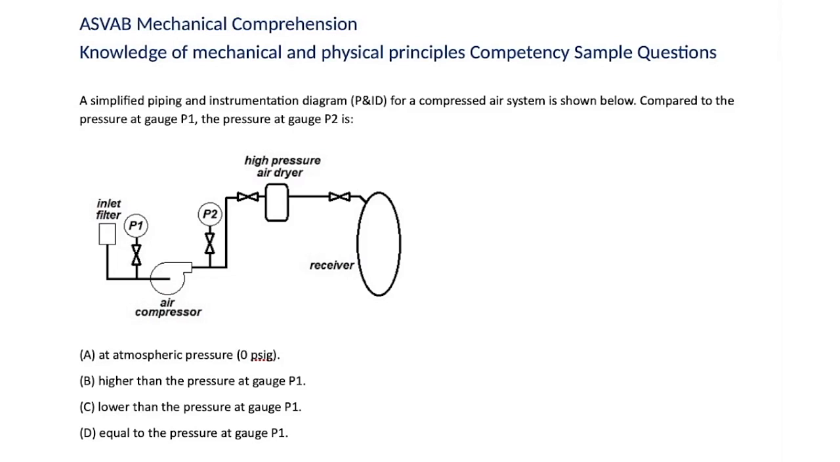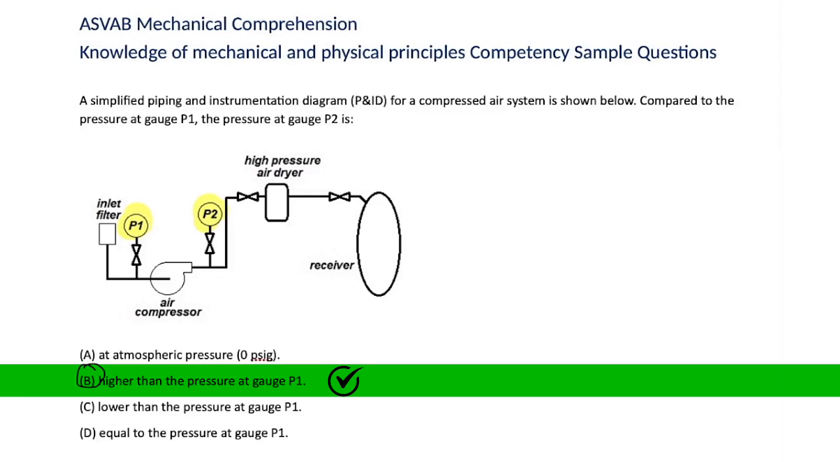Gauge P1 is located on the inlet side of the air compressor where air is entering the system. Gauge P2 is located on the outlet side after the compressor has increased the air pressure. Since the purpose of an air compressor is to compress air and raise its pressure, the pressure measured at P2 will be higher than the pressure at P1. Knowing that would give us answer B.